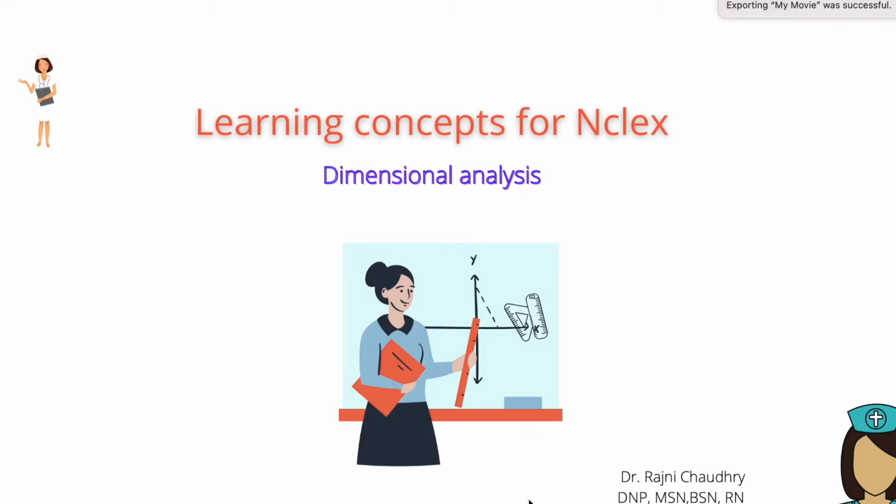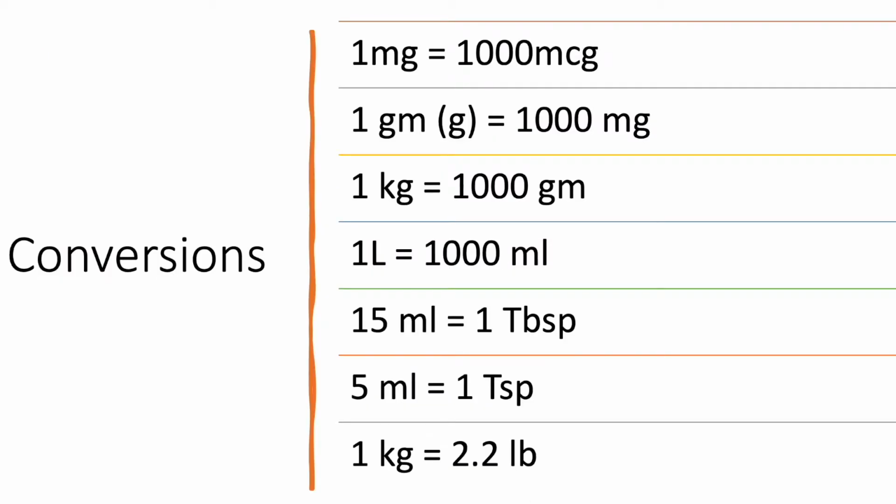I'm going to talk about dimensional analysis. It is one of the methods of solving math problems, especially nursing math. These are some standard conversions. 1 milligram is equal to 1000 microgram, 1 gram is equal to 1000 milligram, and so on. 15 ml is equal to 1 tablespoon, 5 ml is equal to 1 teaspoon. These are a few standard conversions, but there are many more.